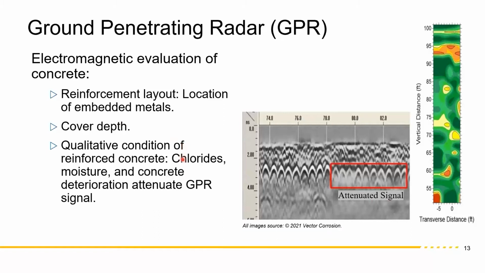Whenever you have chlorides or moisture or corrosion products like rust in the concrete, that makes it conductive, and that attenuates, damps the signal. That's the area where corrosion is probably happening. So that's shown here. Or you can just simplify it and take the amplitude of these areas and create these heat maps, and lower amplitude areas like these red areas is where the corrosion is happening.